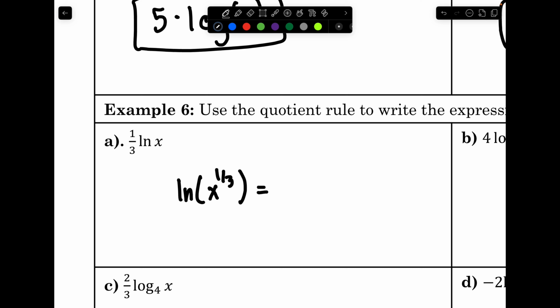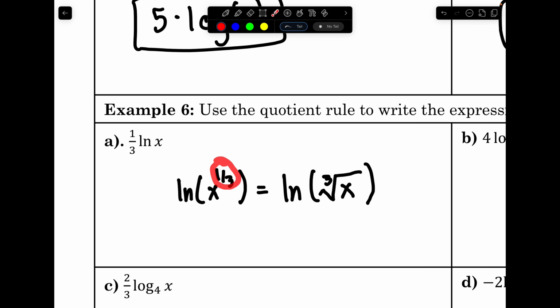Now, using again the identity that x to a rational exponent is simply a root, I can rewrite this and state that we're taking the cube root of x. And that again has to do with having a rational exponent.